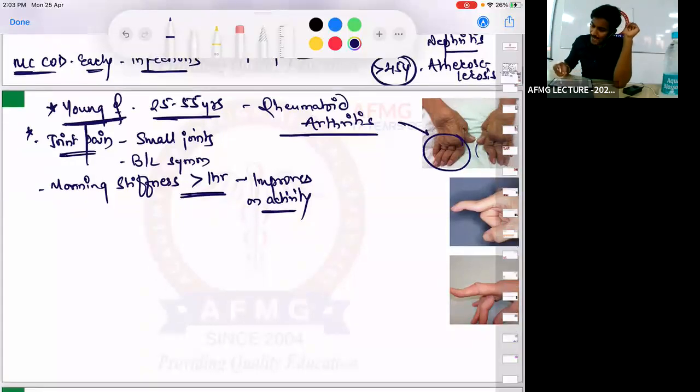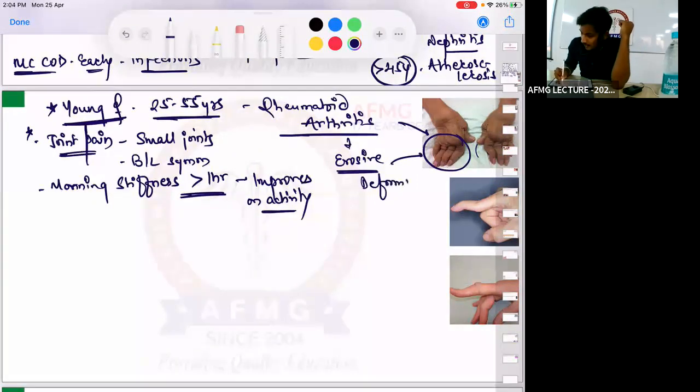Rheumatoid arthritis is an erosive arthritis, so it will lead to damage of the cartilage. It can cause osteoporosis, and therefore it will also cause deformities in the patient. In SLE there was non-erosive arthritis. Here it is an erosive arthritis, and therefore we can find deformities in the patient. This characteristic picture has come many times, the upper one.